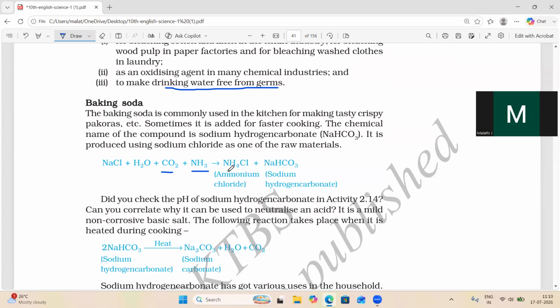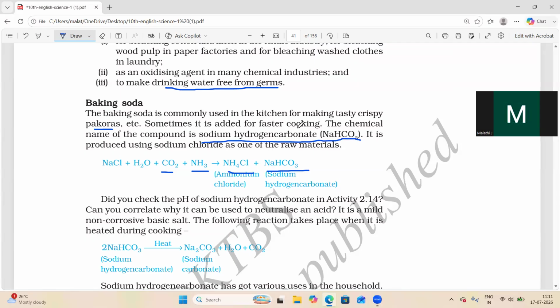When it reacts, we will get ammonium chloride and sodium hydrogen carbonate. Sometimes we add baking soda, which we also use in the kitchen. Baking soda is used mostly in bakeries. Here, to make pakoras crispy, we will use this baking soda. The chemical name of this compound is sodium hydrogen carbonate.